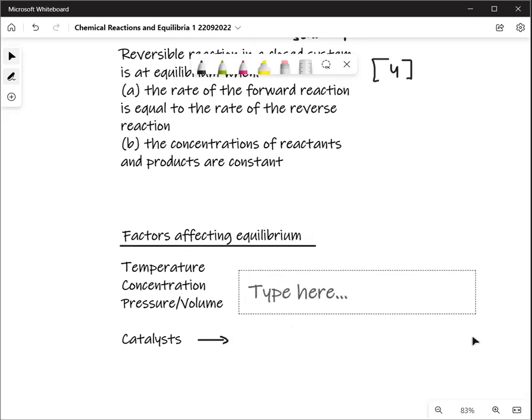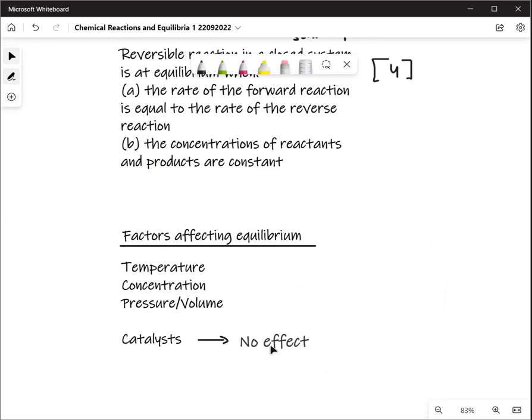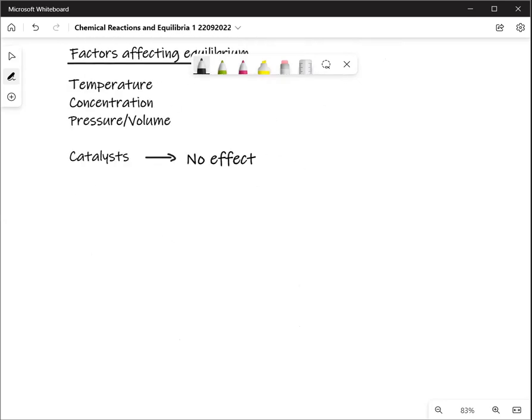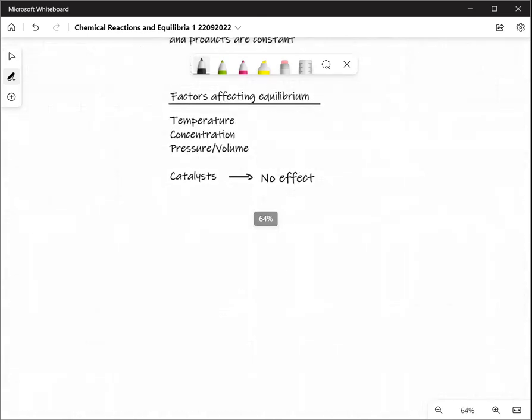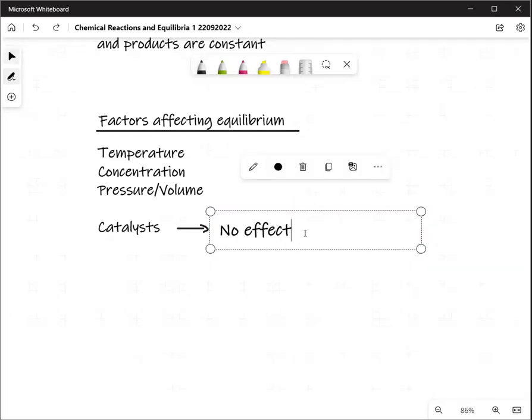Now, have you written this down? For catalyst, you need to write no effect. Catalysts don't have an effect on equilibrium. Why? A catalyst speeds up the reaction, but it doesn't change how equilibrium is changing. I'll tell you in a second. Catalyst does not affect equilibrium. It does affect the rate of reaction, but has no effect on equilibrium.